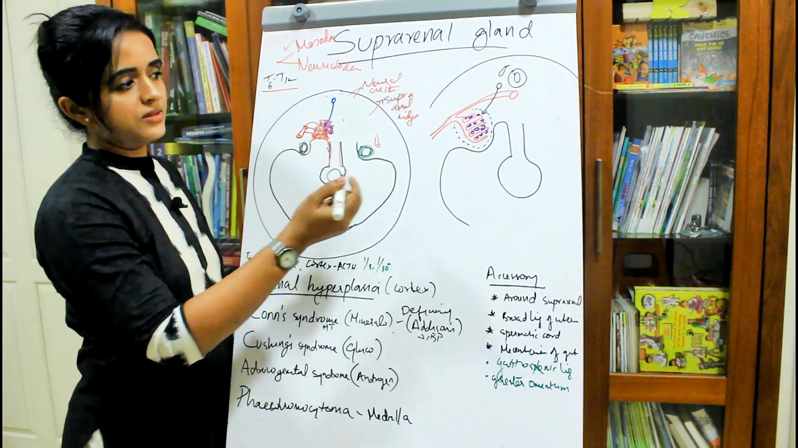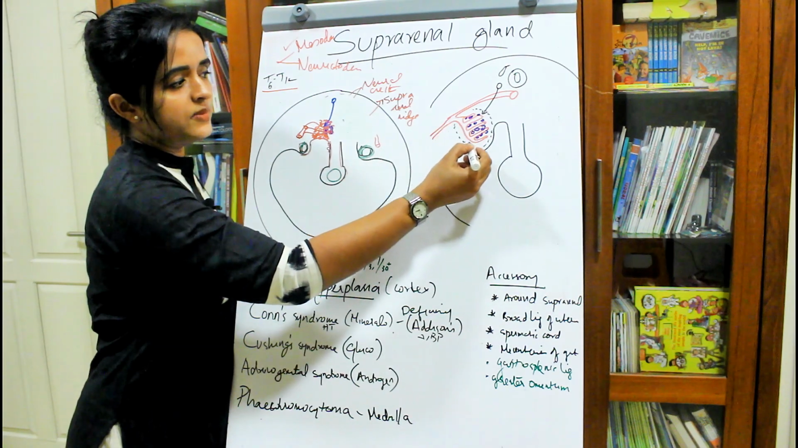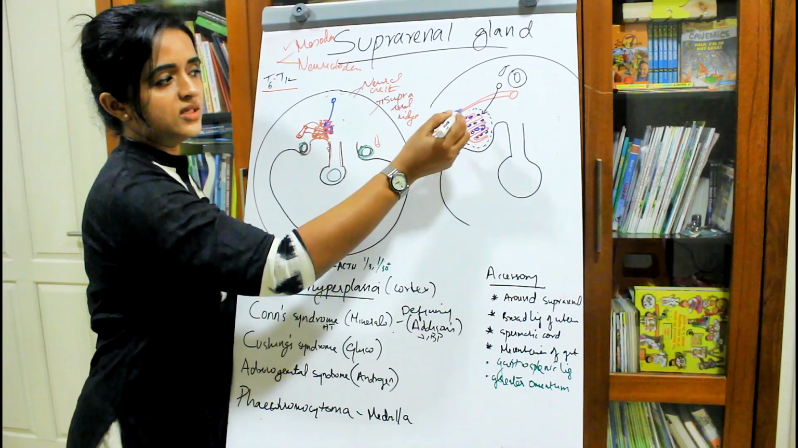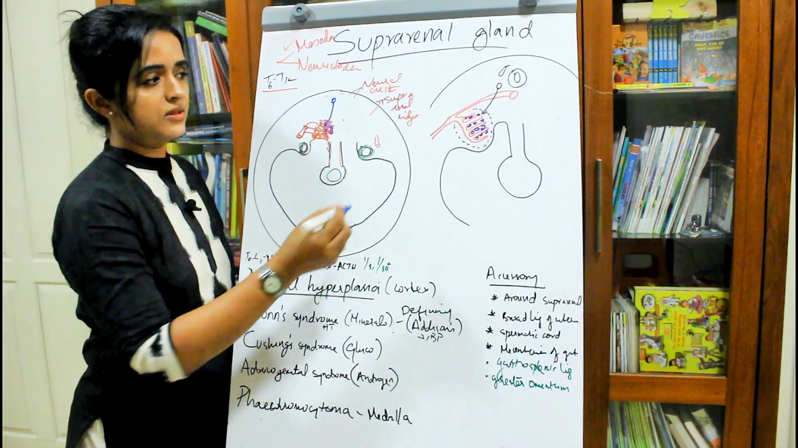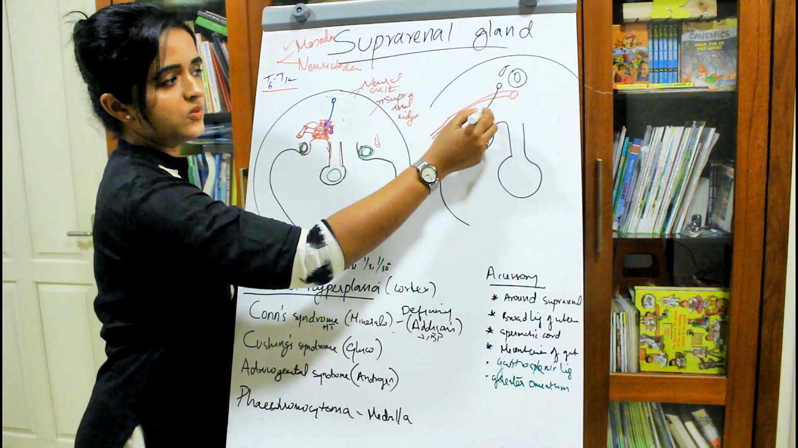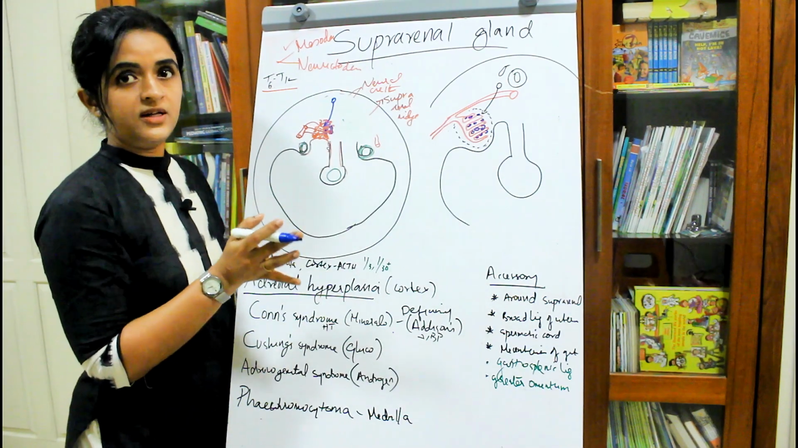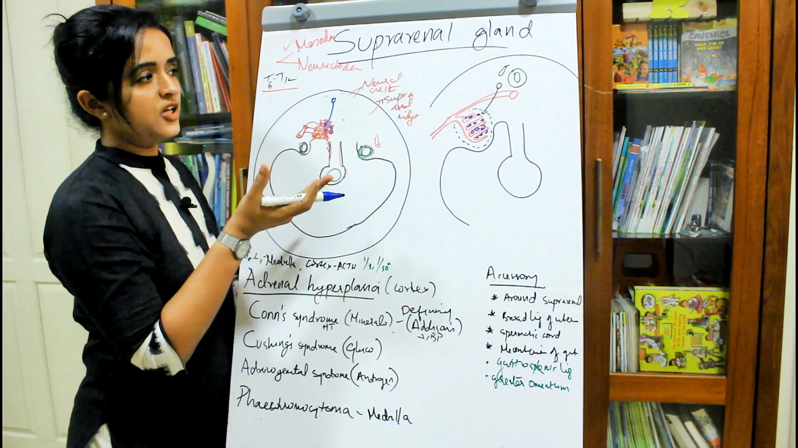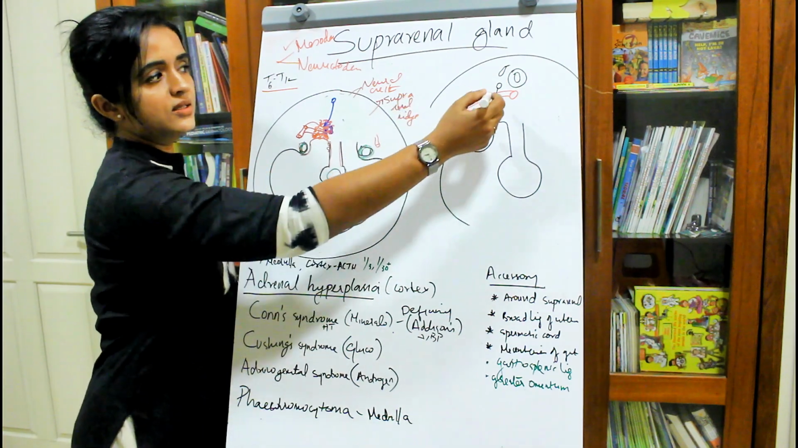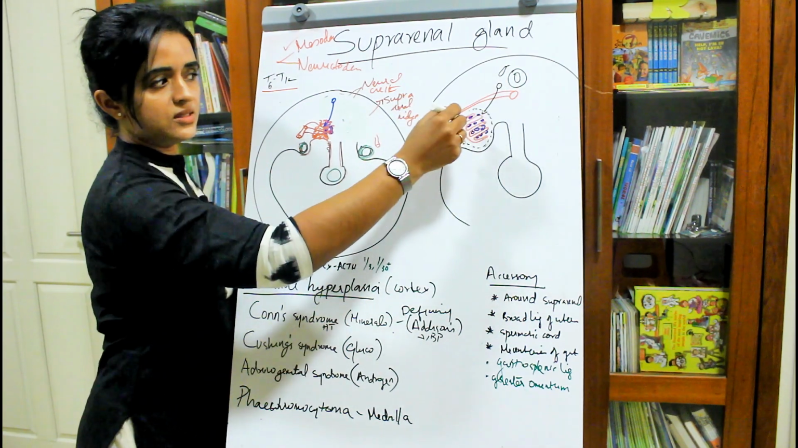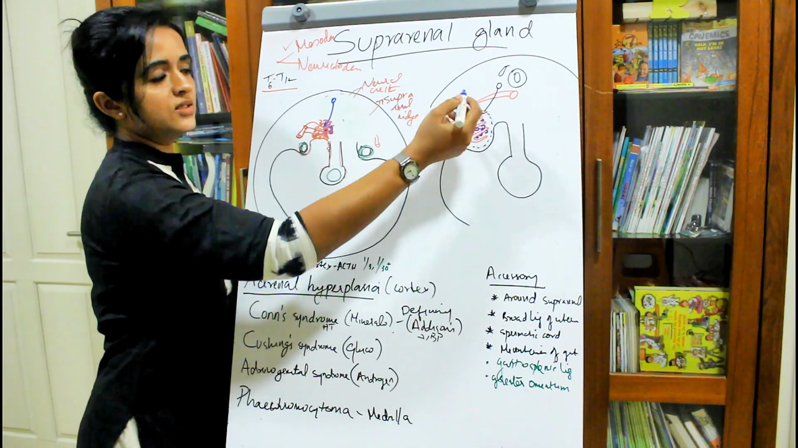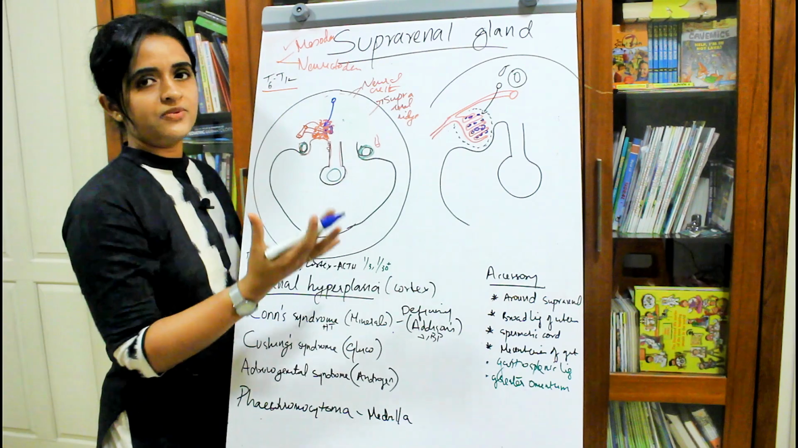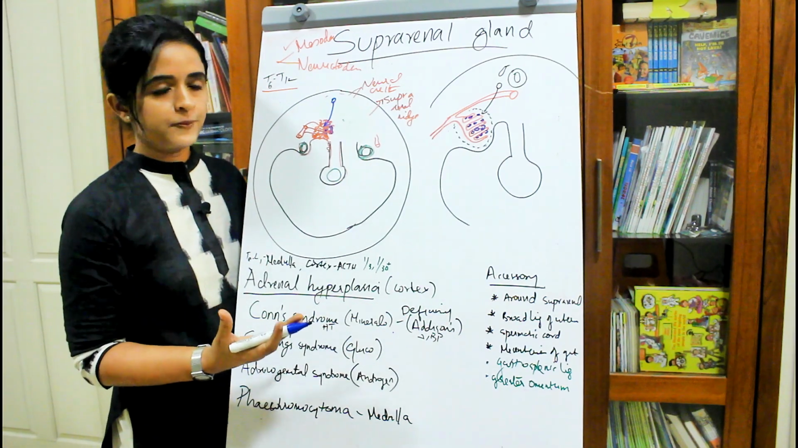Now you can see a fibrous capsule formed around the proliferating mesodermal cells, and this capsule is now including the cells from the neural crest cells. It is including the capillaries, the venous sinuses and the proliferating mesodermal cells. That is how the capsule of the suprarenal gland is formed.